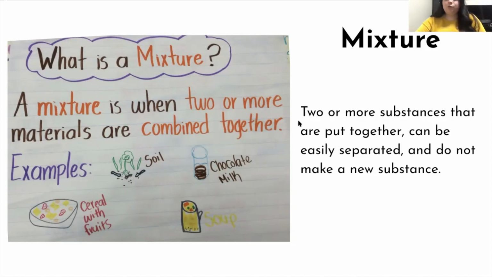So here I put two or more substances that are put together, can be easily separated and do not make a new substance. So it's like the example again with the cereal where I was able to pour milk and then pour the cereal in there. And when I ate the cereal, the milk was still there, right? And I can also separate the cereal because I had Fruit Loops, they were in different colors. I can separate the red ones and I can separate the green ones, the blue ones, the purple ones. So that was also a mixture about the different colors of cereals.